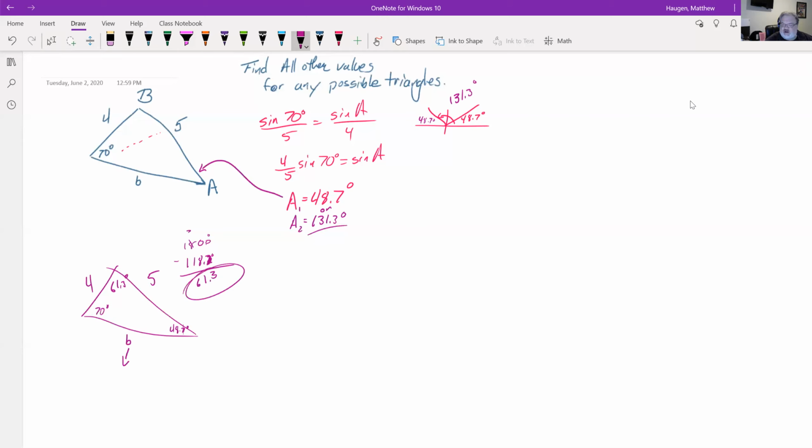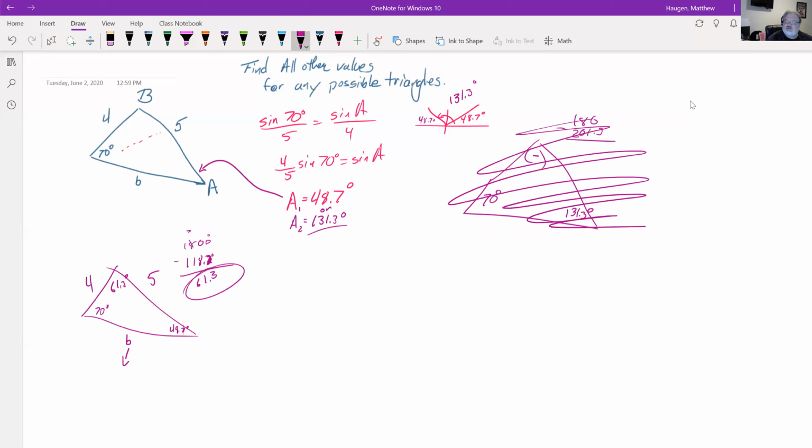The 131, when we try it, if this was 70 and that was 131.3, that's already 200 degrees. If we tried to take 180 minus that 201.3 degrees, we're going to get some negative angle. Well, that's not possible. Okay, so there's no second triangle. So we get to ignore that second case, which is always nice.